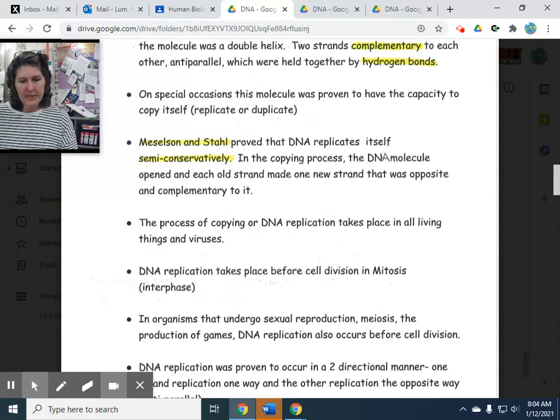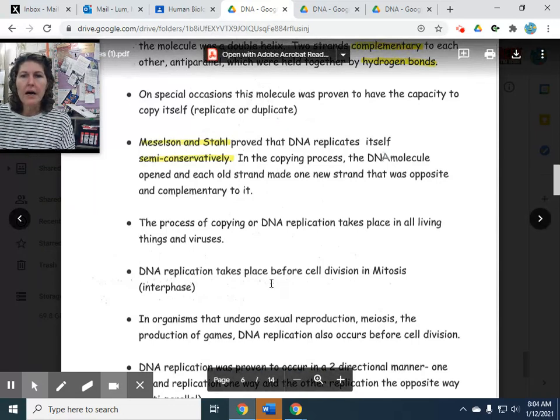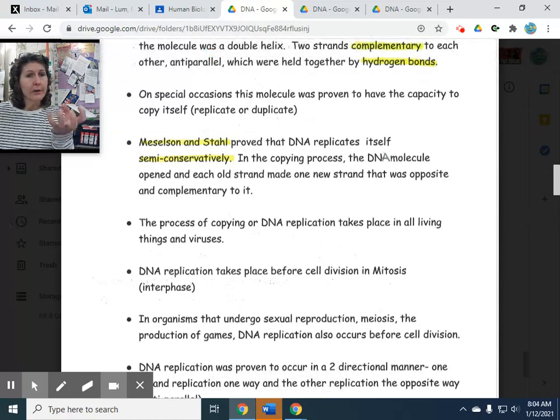That little virus has been sitting on a tabletop. It's not able to make more of itself on its own using the particles that it has. So we say it takes place in all living things as well as viruses. It takes place before cell division. It takes place during that interphase.